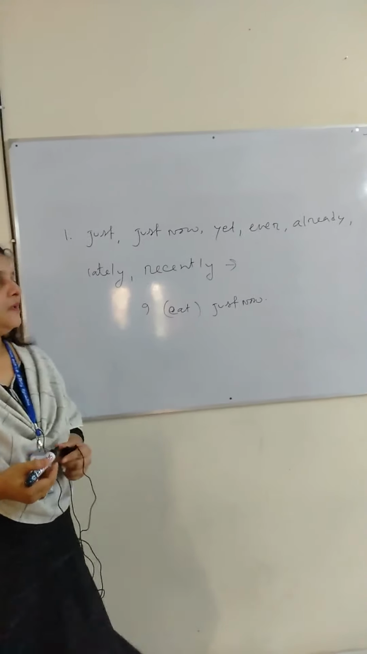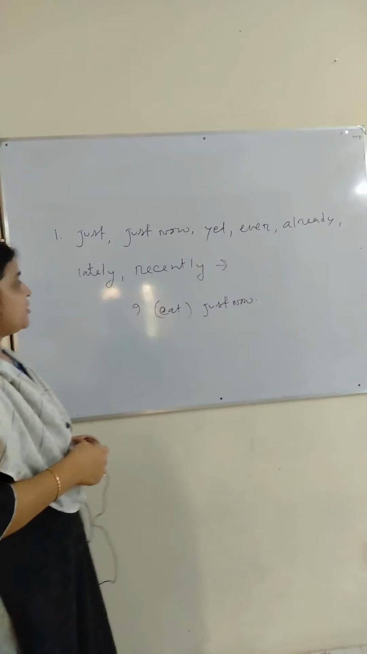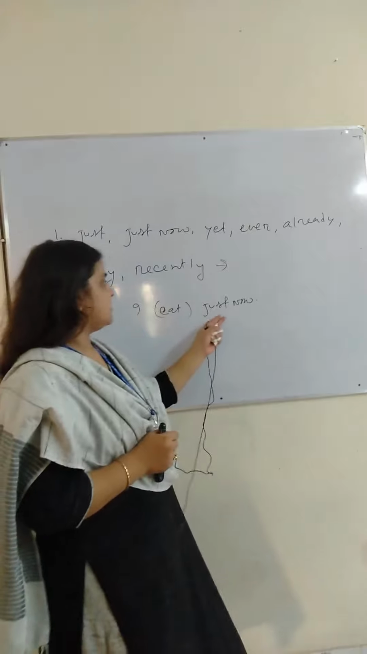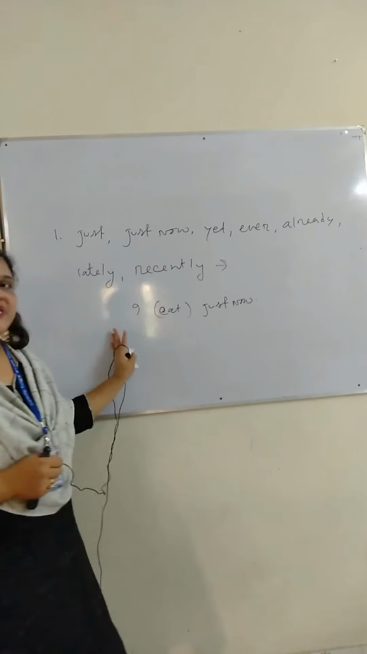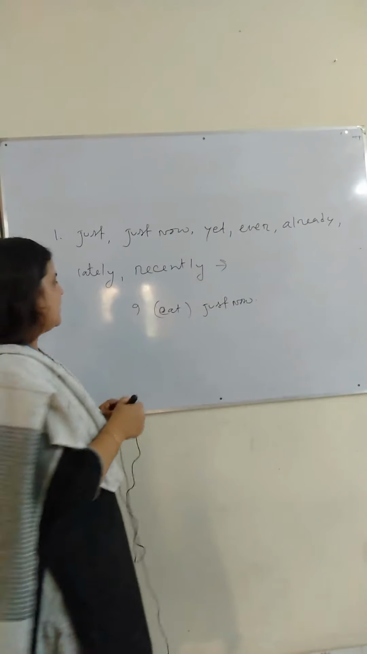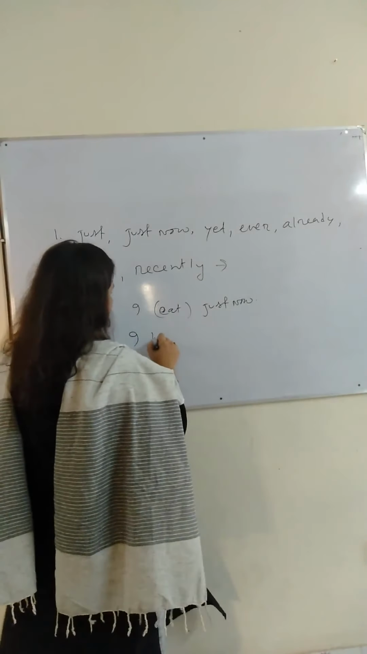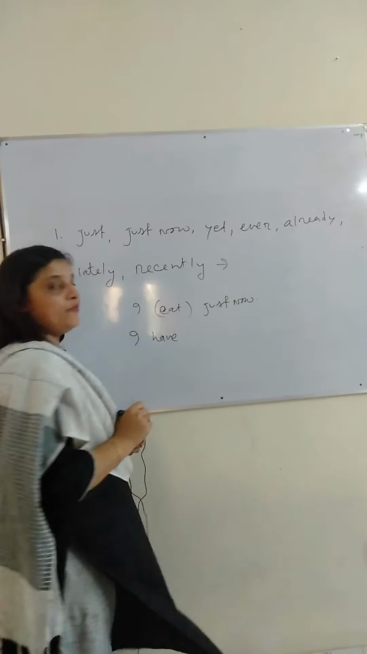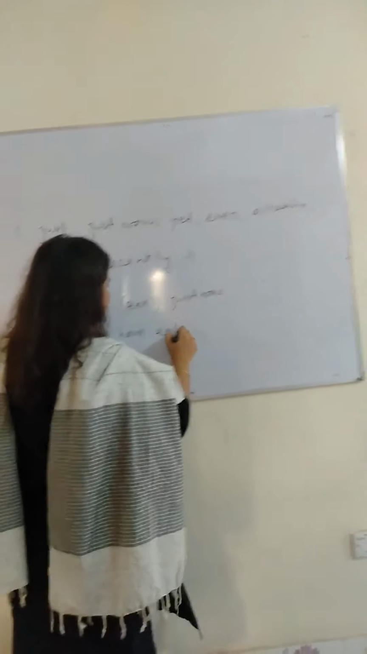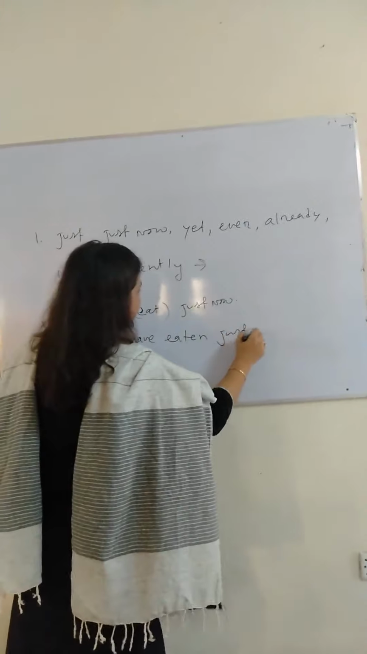Here is an example. See, I eat just now. So when you see this word, just now, you must make it present perfect tense. You know the structure of present perfect tense. First of all, subject, then have or has, then verb 3 and extension. I have eaten just now.